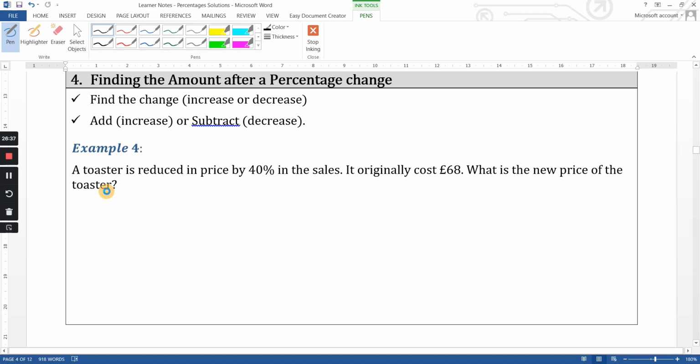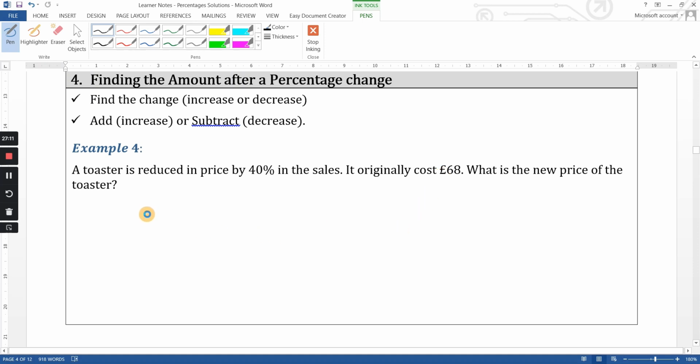Let's have a look at this example. A toaster is reduced in price by 40% in the sales. It originally cost £68. What is the new price of the toaster? So the original price was £68. So we need to work out 40% of £68, and then because it's a reduction, it's going to take it away from £68. And that should be our new sale price.